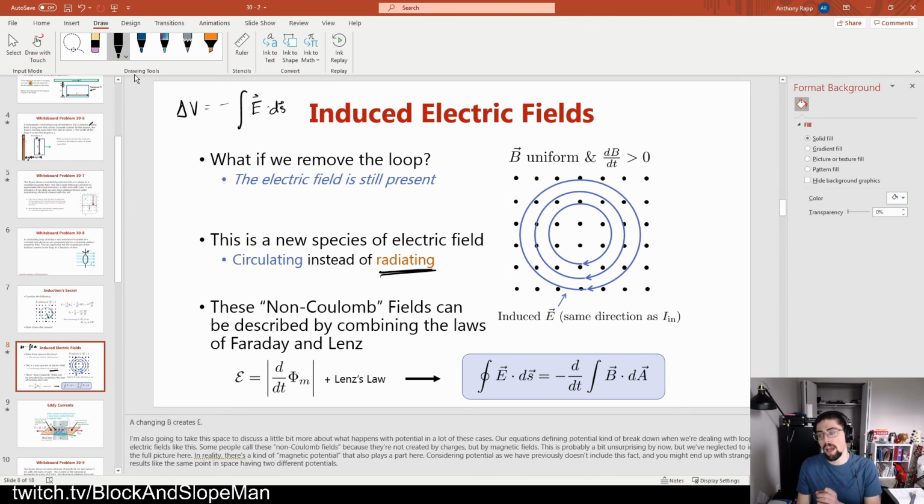Fields that are created by magnetic flux behave a little bit differently. For one, they're circular, all right? That's a pretty big difference. But this description of potential difference doesn't quite work so well anymore, because we get back to the same spot that we originally started in. Right, so this description is incomplete, to say the least. It still works for Coulomb fields and point charge fields, but it doesn't work so well for what we're talking about here.